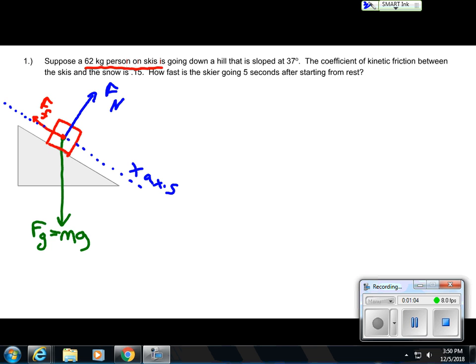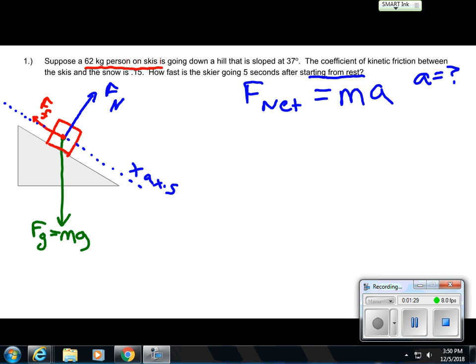And how do we write the sum of the forces? So we write force net, or add up all the forces that are acting on the object, and we're going to set it equal to ma. Now, if you read the problem, sometimes it tells you if it's going to be accelerating. So how fast is a skier going 5 seconds after starting from rest? So let's find what the a is. It's probably accelerating. Let's see if we can figure this out.